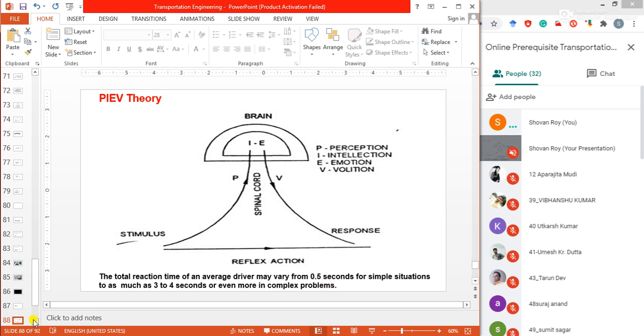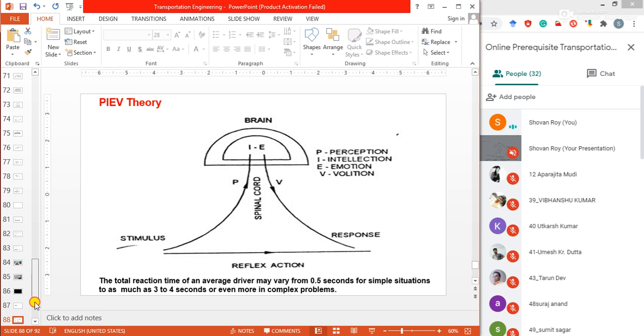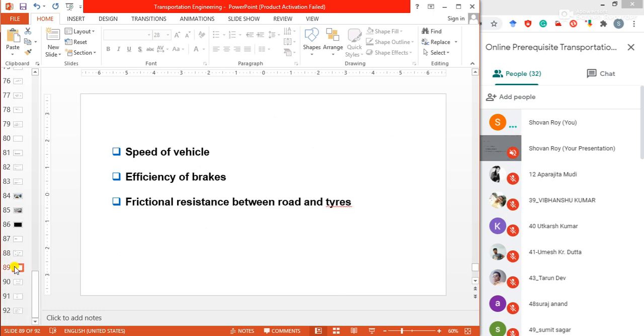After that, some other factors already mentioned, that is the speed of the vehicle. The stopping distance depends very much on the speed of the vehicle. First, during the total reaction time of the driver, the distance moved by the vehicle will depend on the speed. Second, the braking distance, or the distance moved by the vehicle after applying the brakes.